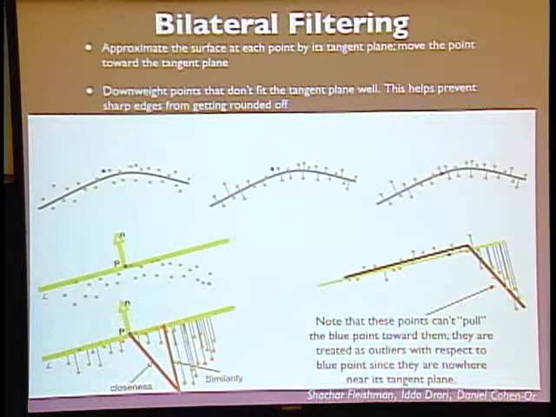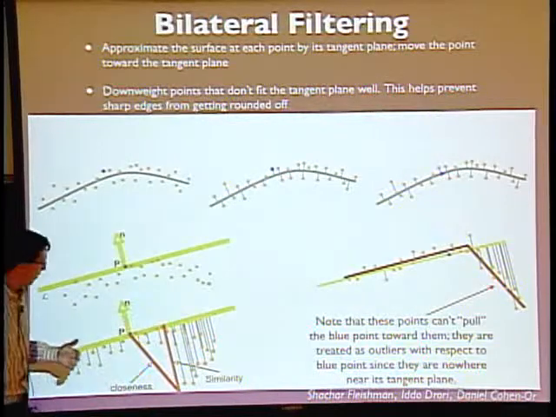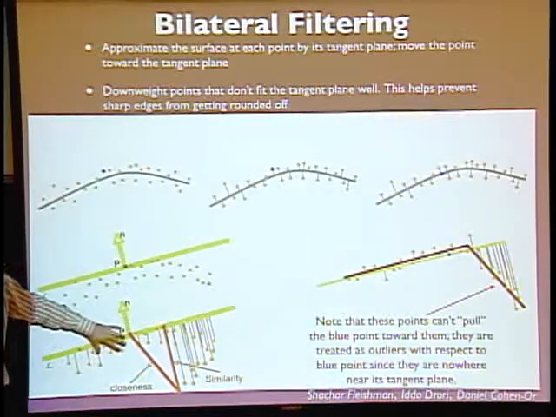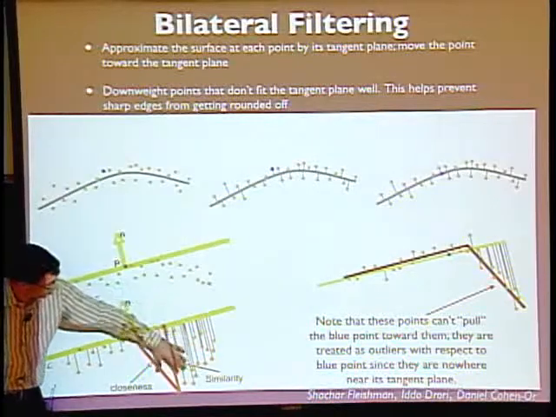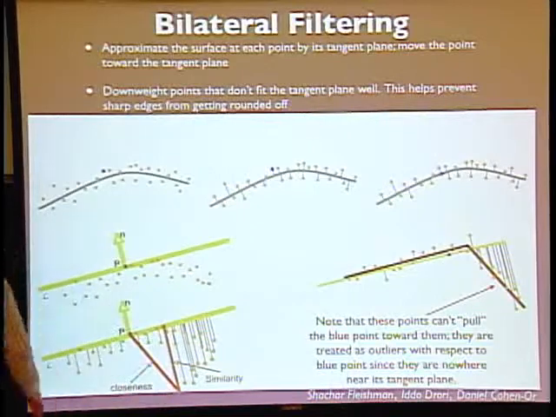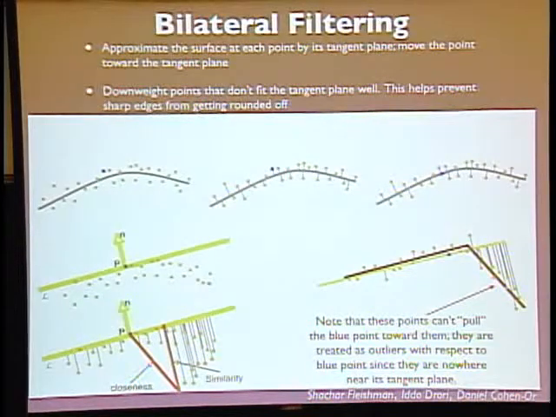So what you can do is basically get estimates for what this plane should be from some of the points and then determine how well the rest of the other ones fit it. And it turns out the ones that are very far away from it don't fit very well, so you downweight their contributions.